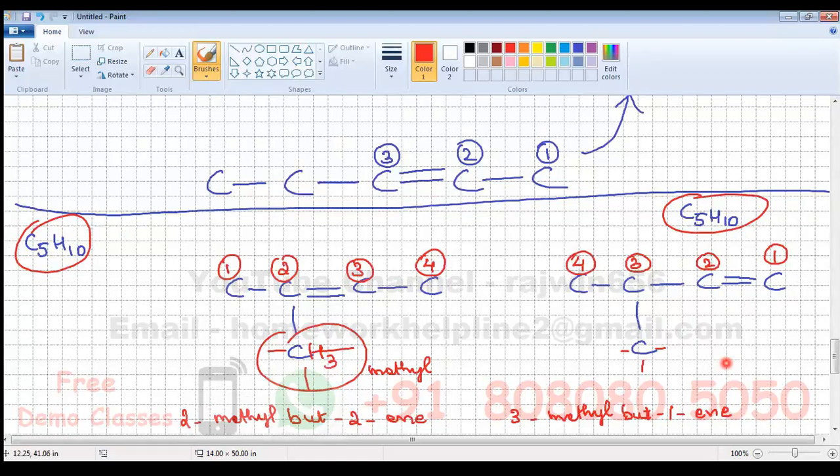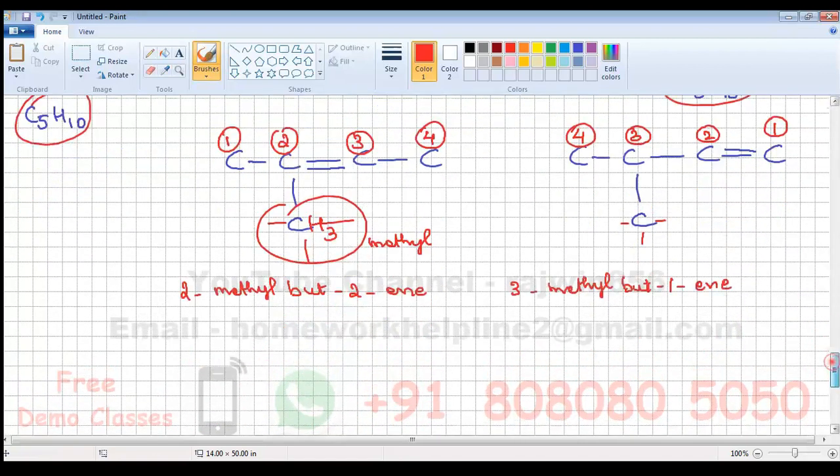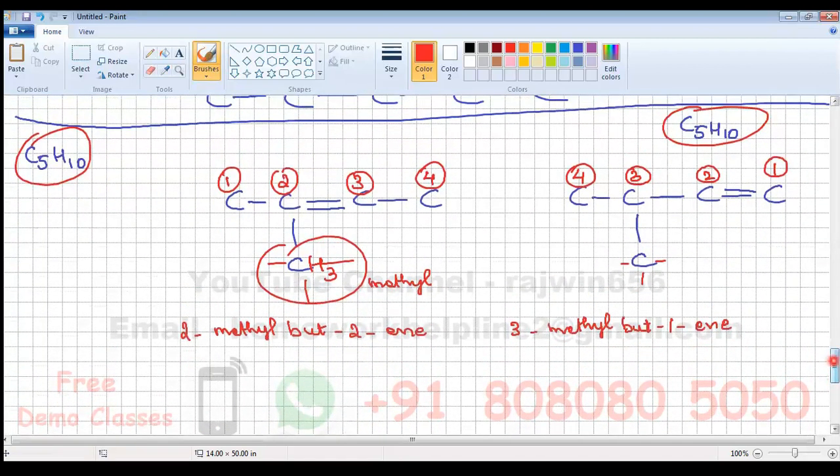But still, branched isomers are not there in your syllabus. This is the extra additional part that we have done. It's not there in the syllabus. Branched isomers for IUPAC, they are not there.